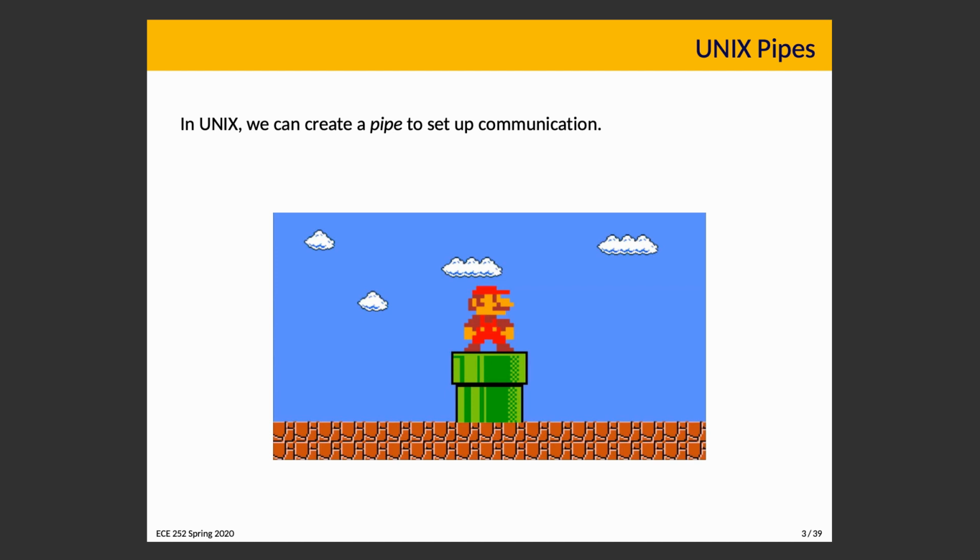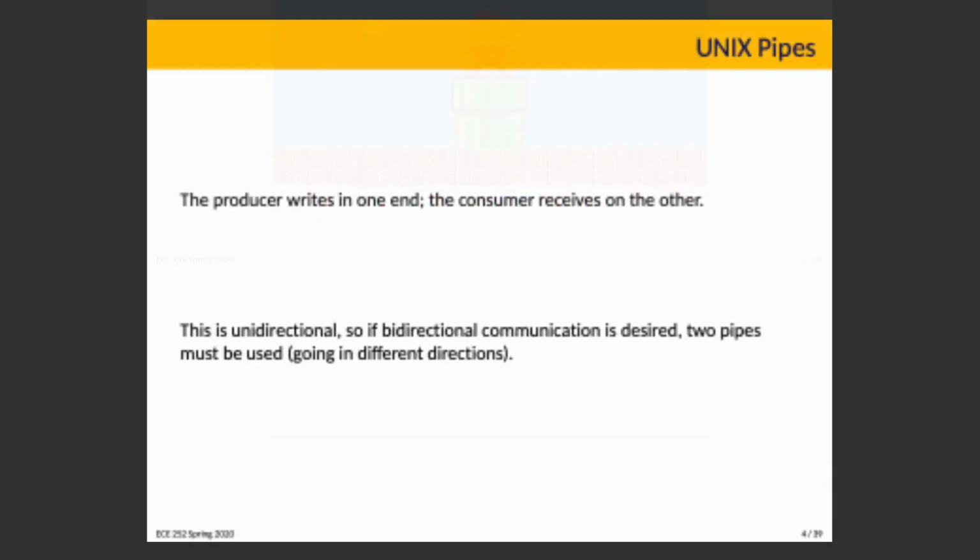Okay, UNIX pipes are a mechanism of communication, tempting as though it may be to think of pipes as a method of transport for a certain plumber who likes to jump. Now, you create a pipe to establish communication from one process to another, usually between a producer and a consumer, because pipes are unidirectional. The producer writes in one end, and the consumer receives the data that was put into the pipe on the other end. If bidirectional communication is desired, you need two pipes, and they are set up so they go in different directions.